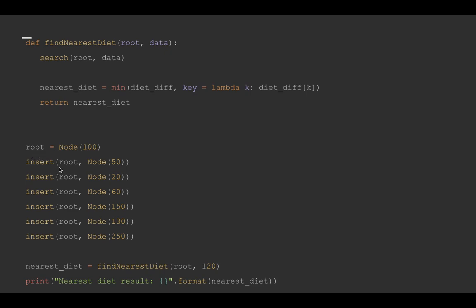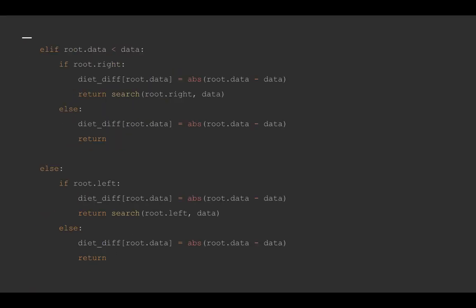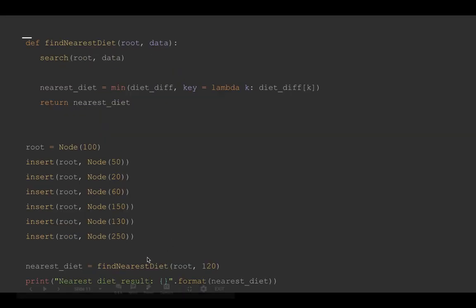And then we are inserting 50, 20, 60, 150, and so on, number of nodes in the binary search tree using the insert function. Now the nodes will be inserted in their respective places, and we will get a structure like this that we had. Then we will call the find nearest type function, which takes two parameters, root and the data which we want to find. This is the number of biscuits for which we want to find the nearest number of biscuits.